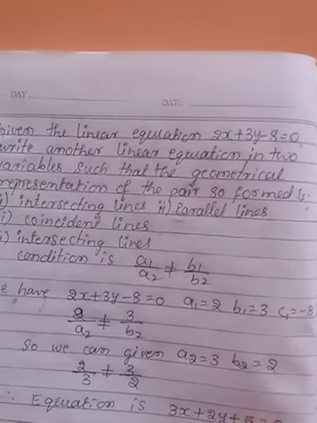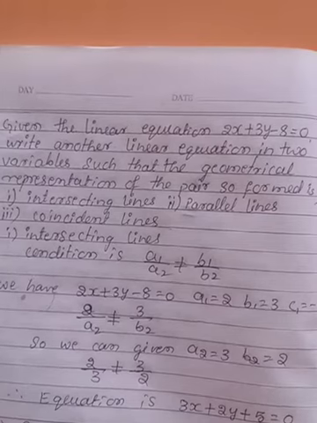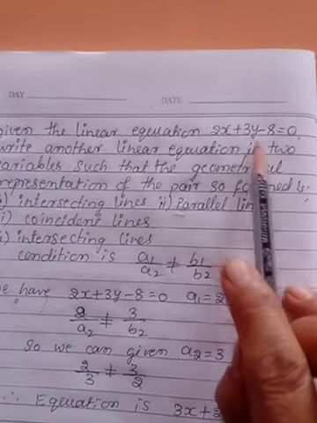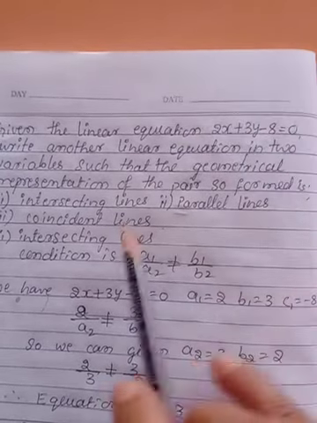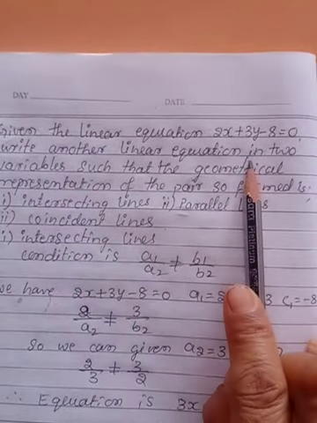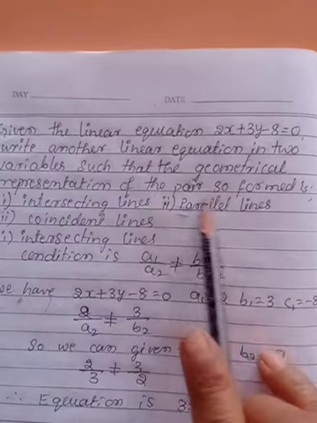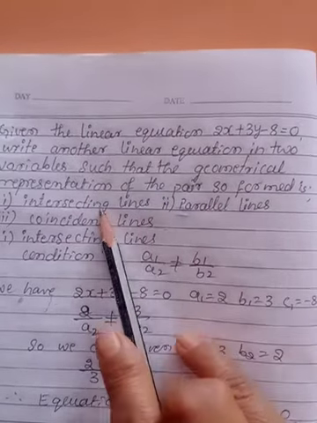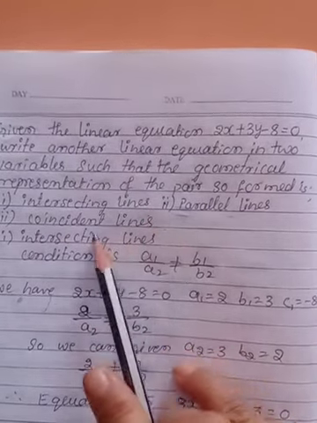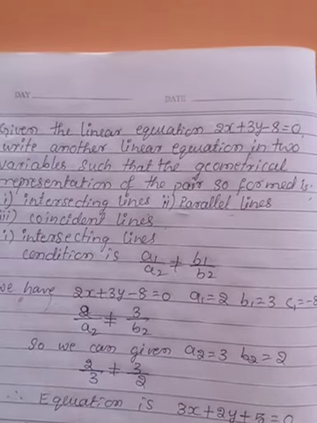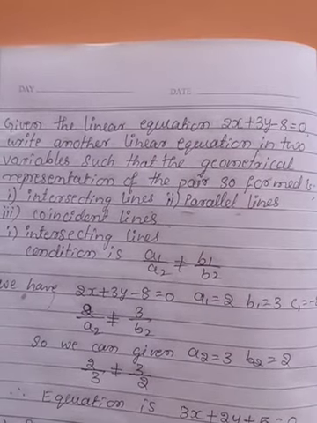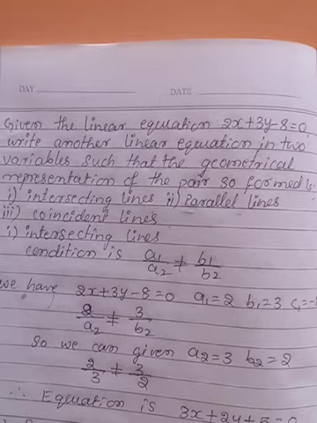Next, we will move to the next problem of the exercise. Given the linear equation 2x plus 3y minus 8 is equal to 0, write another linear equation in two variables such that the geometrical representation of the pair so formed is intersecting lines, parallel lines and coincident lines. Just it is framing the equation for given particular conditions.